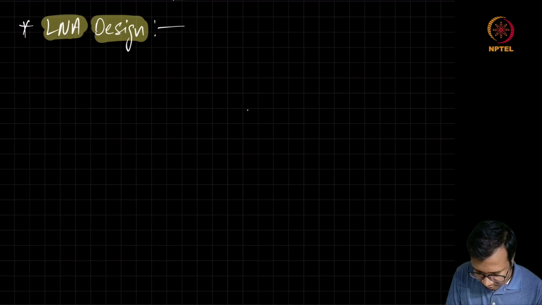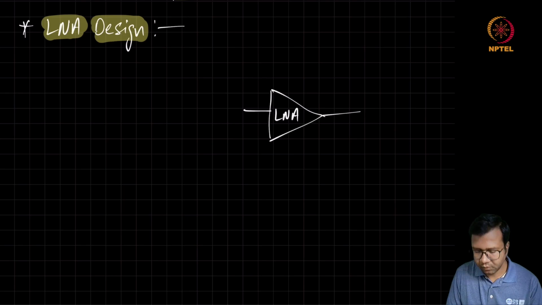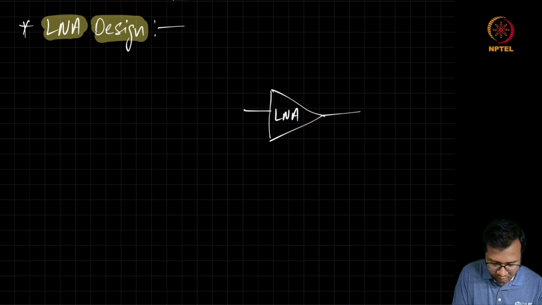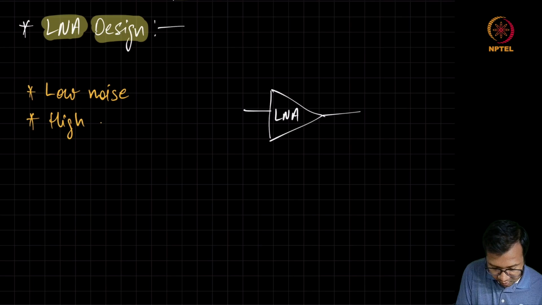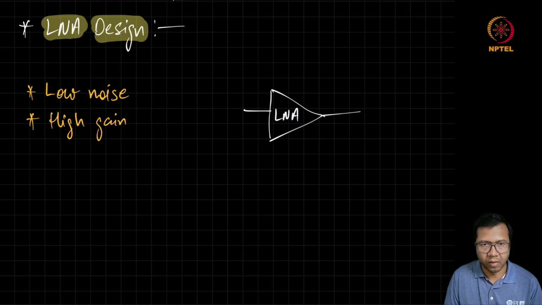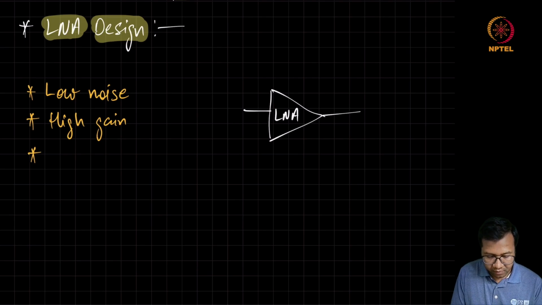Since we know an LNA is the first stage in a receive chain, this LNA needs to have low noise and high gain. Both of these requirements are important to help in keeping the noise figure of the entire receiver as low as possible. In addition to that, since it's the first stage, it also needs to maintain the matching as the signals are coming from outside the chip.